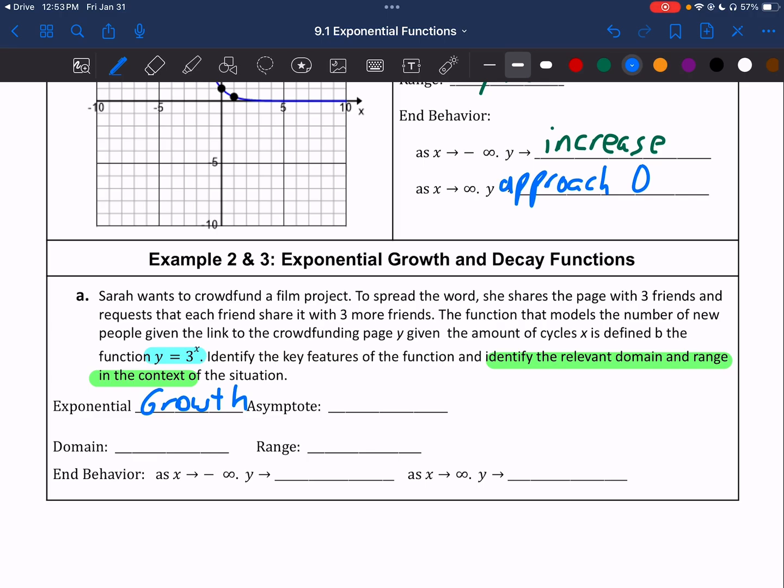Where does my asymptote fall? Well, we know that that's just going to be y equals 0. We're not shifting at all. We haven't taught you how to shift anything yet. We're not shifting, so it's just y equals 0.